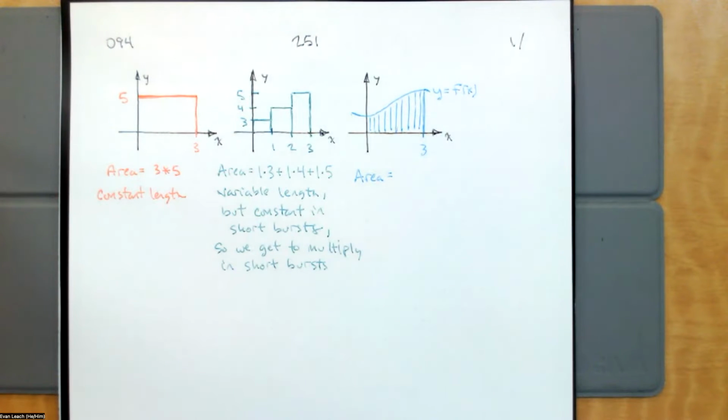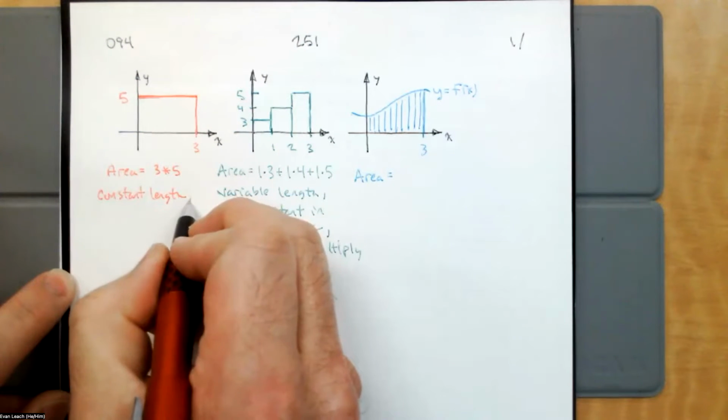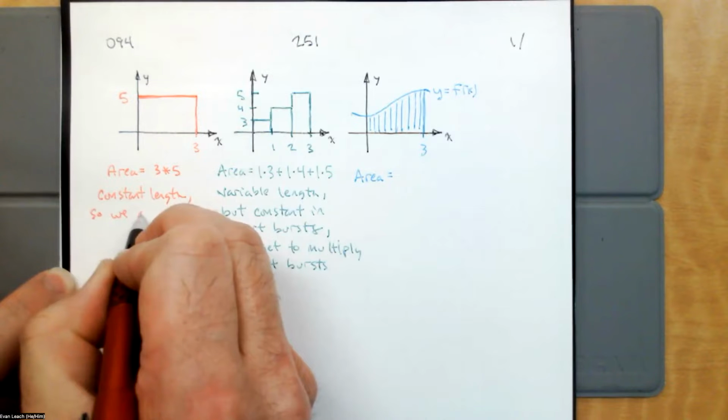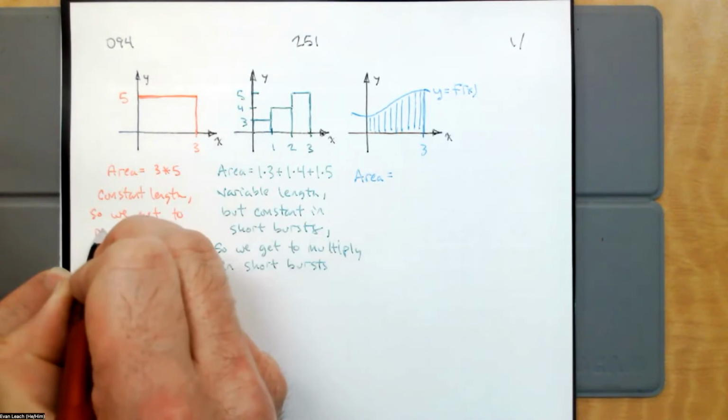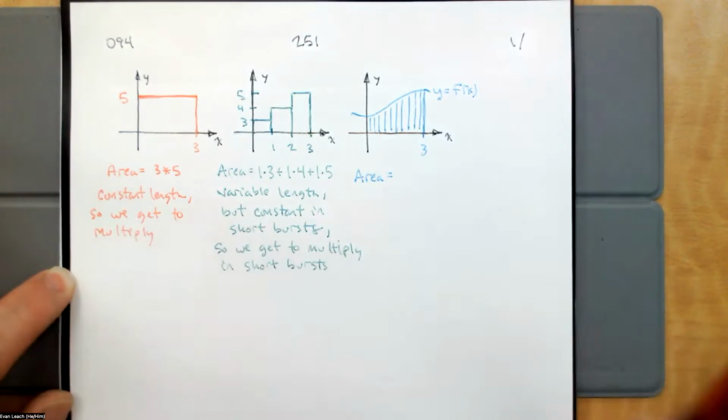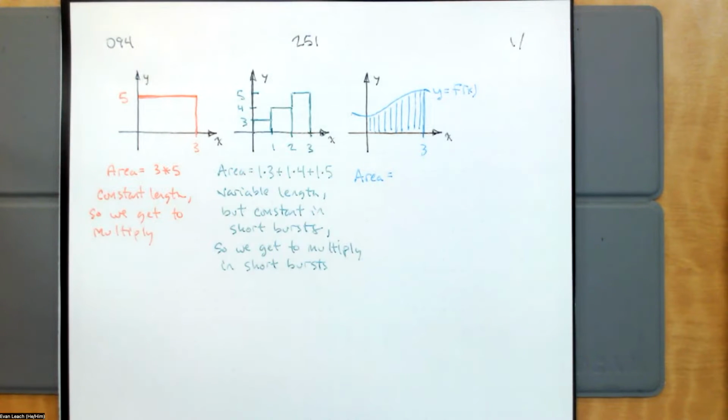In the previous one, we had a constant length, so we get to multiply. Full stop. End of sentence. In the second one, we had variable length, but it's constant in short bursts, so we get to multiply in short bursts. But after we multiply in short bursts, then we have to add, because that's how the area works. We break it into 3 rectangles. We use multiplication on the 3 rectangles. We add the results.